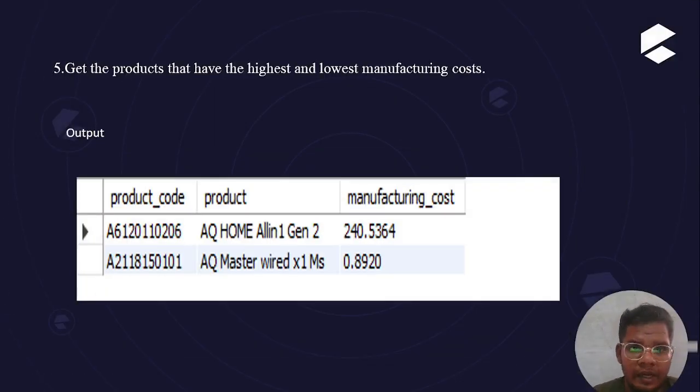Get the products that have the highest and lowest manufacturing cost. Which product has the highest manufacturing cost and which product has the least manufacturing cost? That's the question. Here, the Home Allen Gen 2 is 240. The master wire, I think it's a mouse, is 0.89. It's a simple thing.